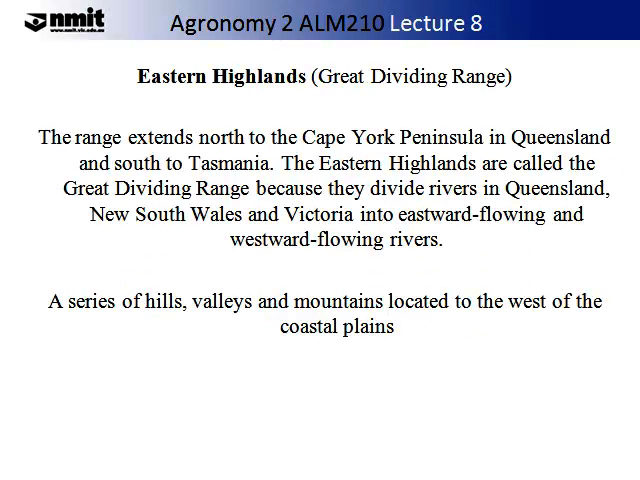The Eastern Highlands are also known as the Great Dividing Range. They are called this because they divide rivers in Queensland, New South Wales, and Victoria into eastward flowing and westward flowing rivers. It is an area of hills, valleys, and mountains located west of the coastal plains. The range extends north to the Cape York Peninsula in Queensland and south to Tasmania.